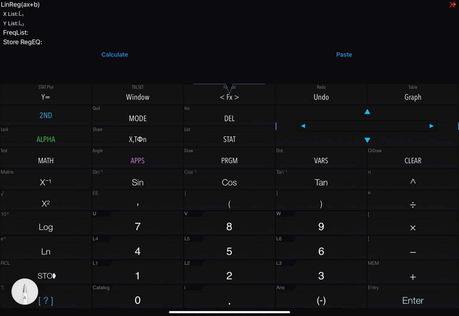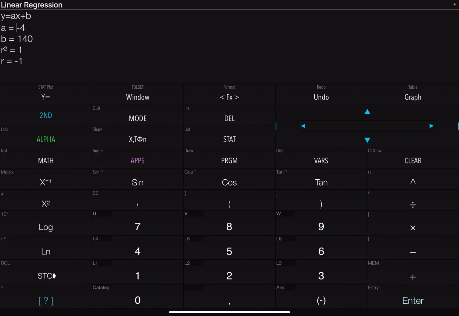Now in the top left corner of the screen, you'll see X list is L1, which is right, Y list is L2, which is right, and then everything else. So what you're going to do is push enter until you get to calculate. Now you see how my cursor is over calculate, and then I push enter, and it's going to give me these values in order to use.